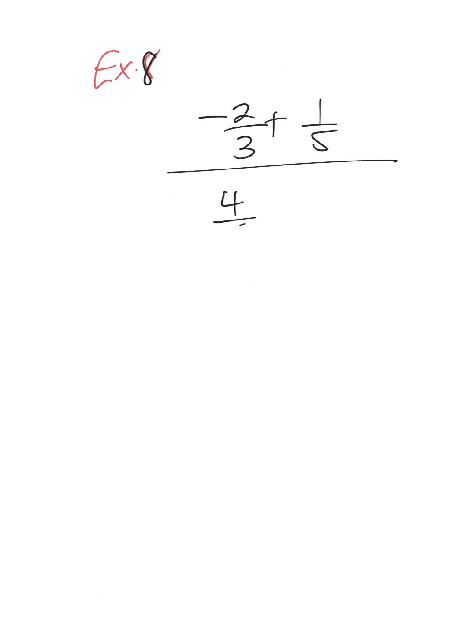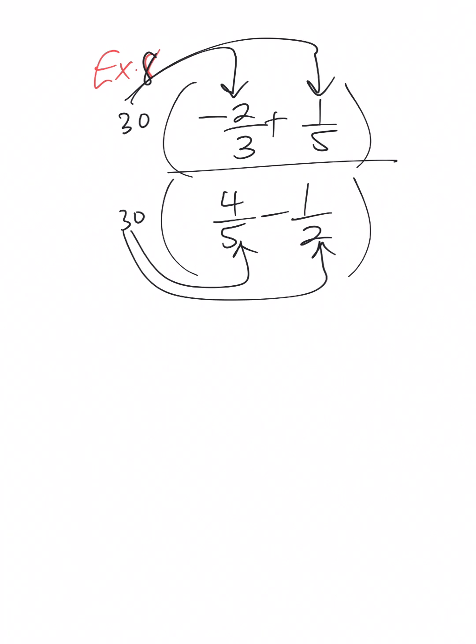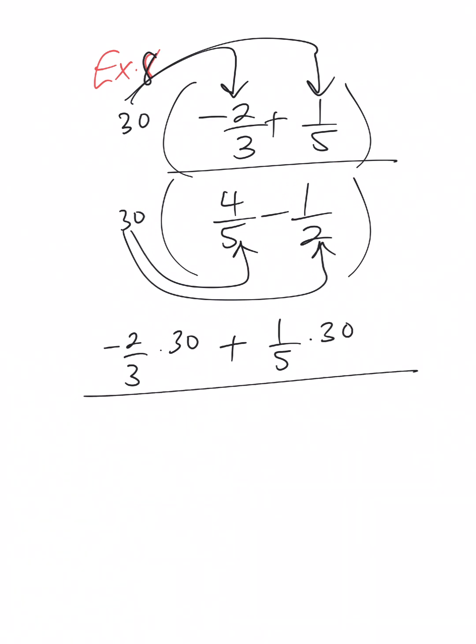When you have that situation, you multiply both the numerator and the denominator by the lowest common multiple, right? So 30 over 30. And when you do that, you're basically multiplying each of the terms by 30, right? So imagine if you multiply each of these terms by 30. So negative 2 over 3 times 30 plus 1 over 5 times 30 divided by 4 over 5 times 30 minus 1 over 2 times 30. And then you simplify each one of these.